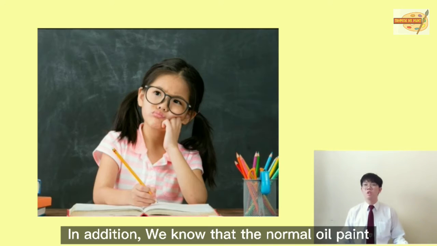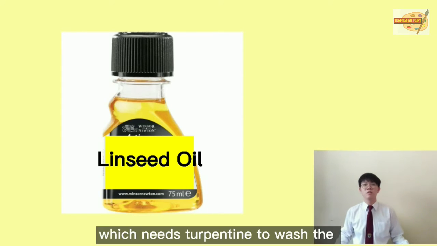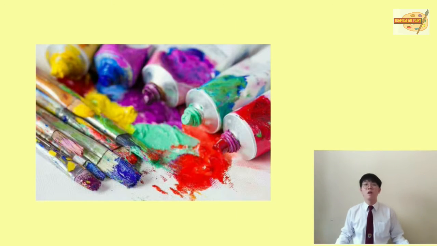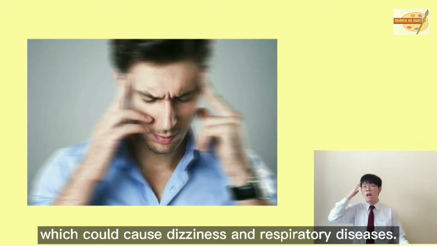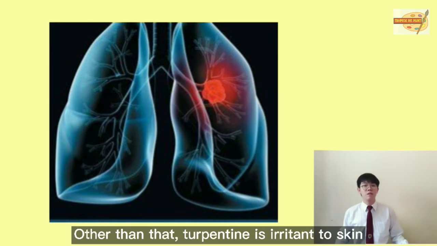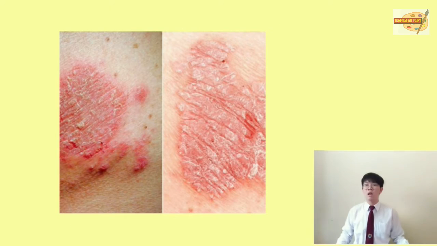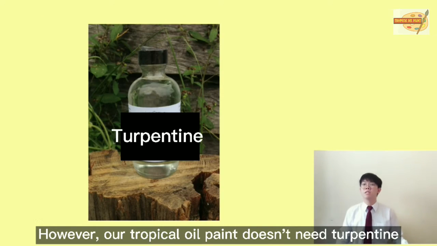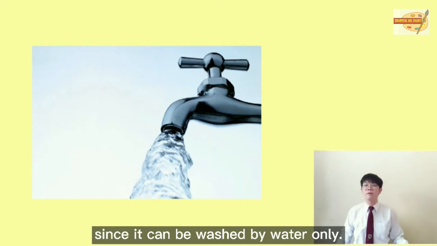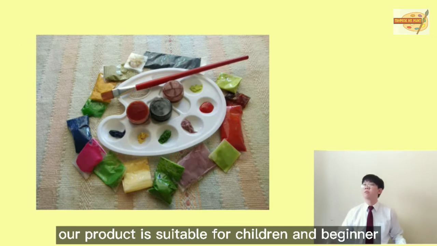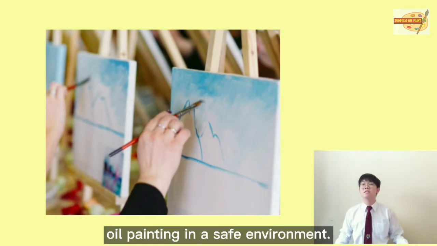In addition, we know that the normal oil paint in the market is made of linseed oil, which needs turpentine to wash the painting too. At the same time, turpentine can release a pungent smell, which could cause respiratory disease. Other than that, turpentine is irritant to skin, which could cause skin disease too. However, our product does not need turpentine to wash the painting, since it can be washed easily by water only. Therefore, our product is suitable for children and beginners to have a chance to learn oil painting in a safe environment.